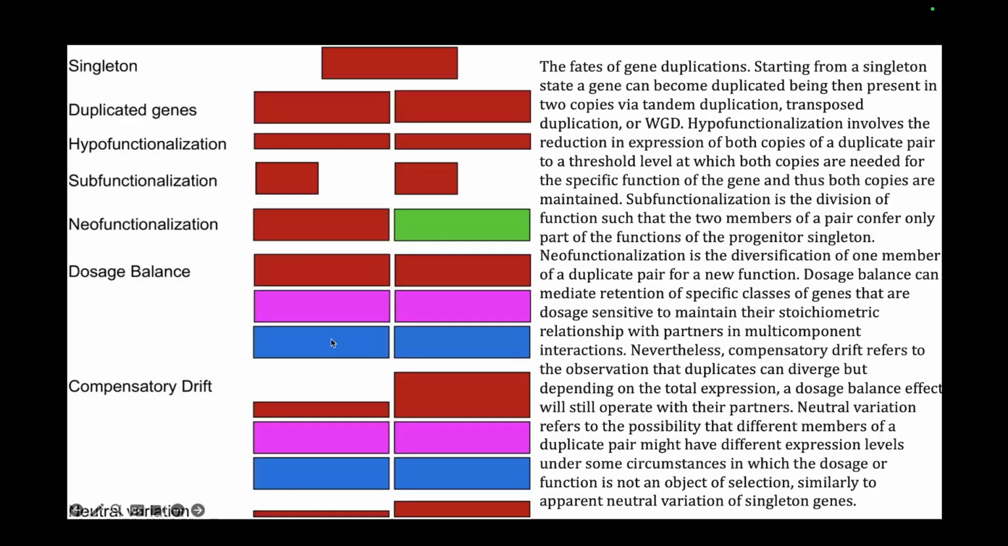So again, ultimately, it can be a neutral variation, which is basically that the different members of the duplicate pair might have different expression levels under certain circumstances in which the dosage or function of an object is not an object of selection, similarly to apparent neutral variations of singleton genes. So basically, it doesn't matter if that gene is duplicated because the dosage of the gene does not matter. It has to be expressed, but if it is expressed, it does not matter. So in those cases, that component is known as neutral variation.